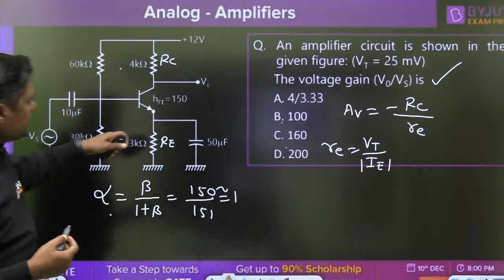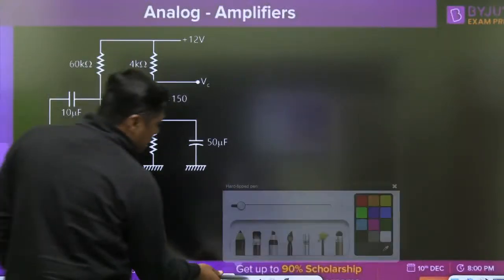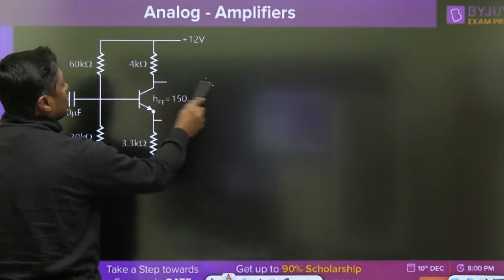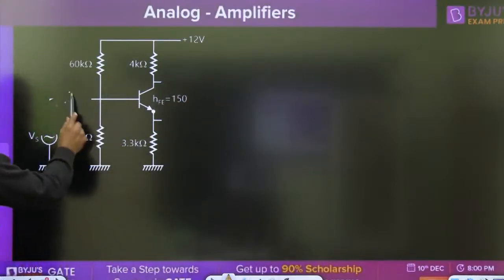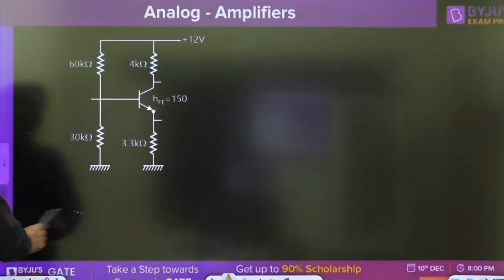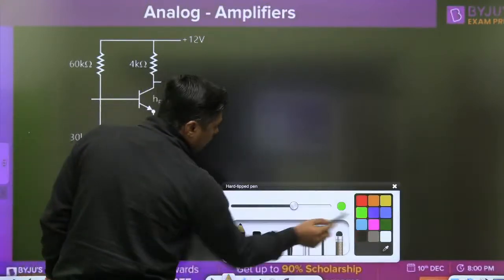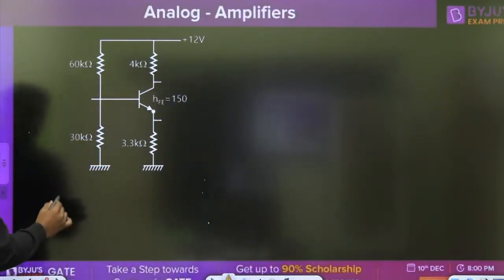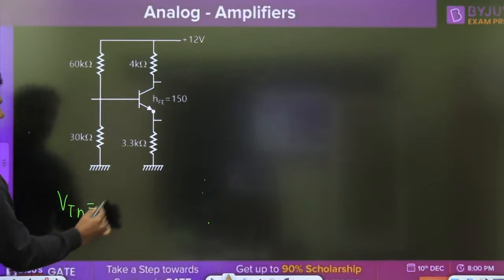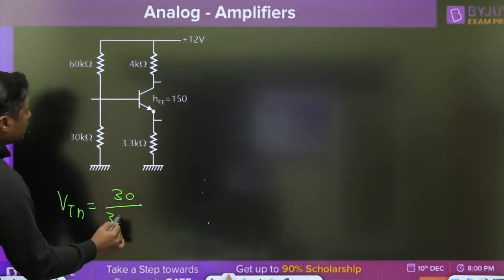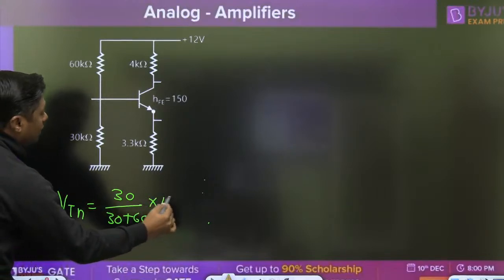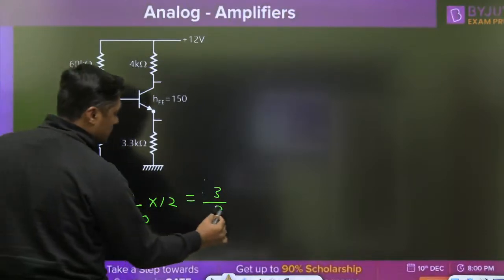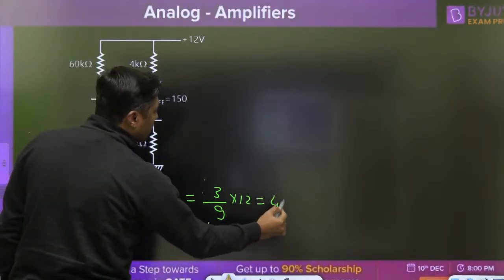So again, DC analysis. In DC analysis, the capacitor acts as an open circuit. Beta is very large, 150 means a very large value, so directly apply the potential divider. That is 30 divided by 30 plus 60, into 12, which is 3 by 9 into 12, that is 4 volt.